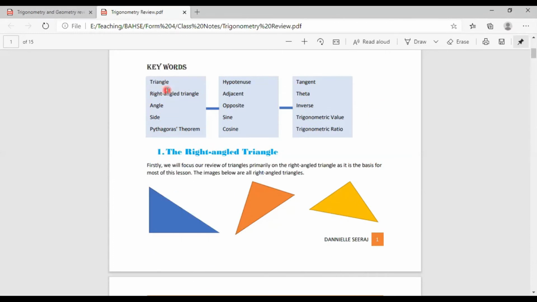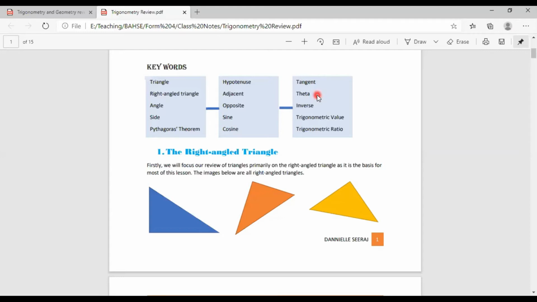Obviously, you're going to hear triangle a lot when dealing with trig. You're going to be learning about the right angle triangle. Angle, side, these are things that you hear a lot with ratios in particular. And Pythagoras theorem, everybody's favorite. We hear the words hypotenuse, adjacent and opposite when we deal with trig ratios, but we hear hypotenuse every time we start dealing with Pythagoras theorem, and right angle triangles as a matter of fact. Then sine, cosine, tangent, which would be our three trig ratios.